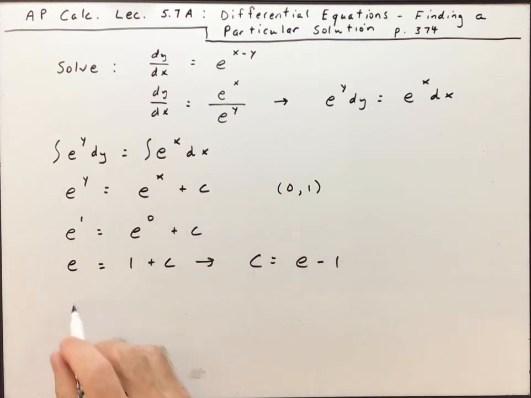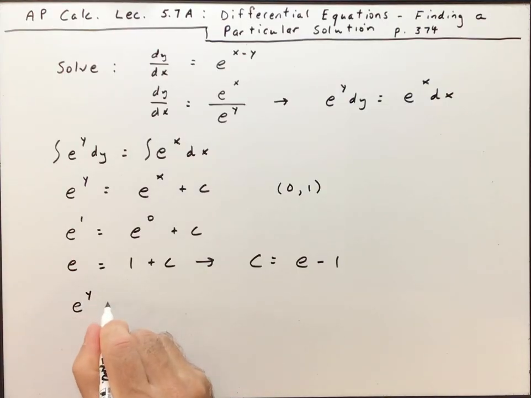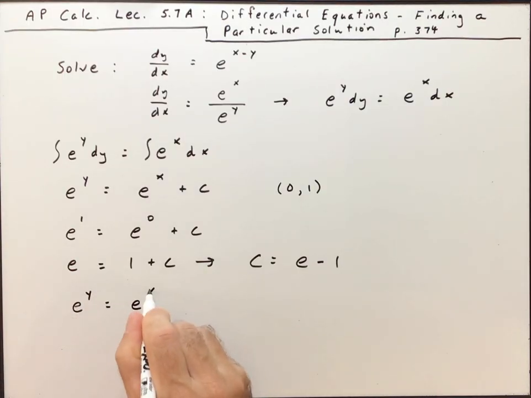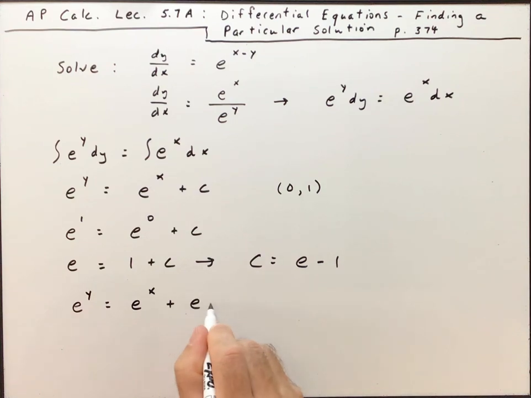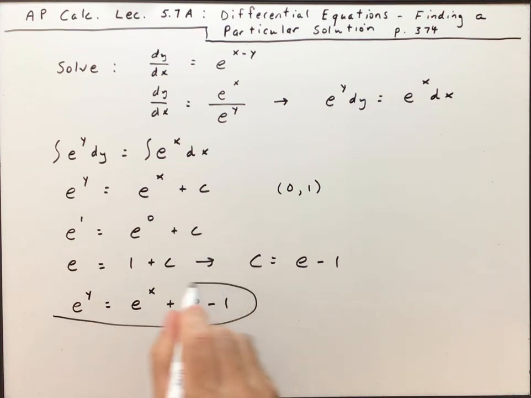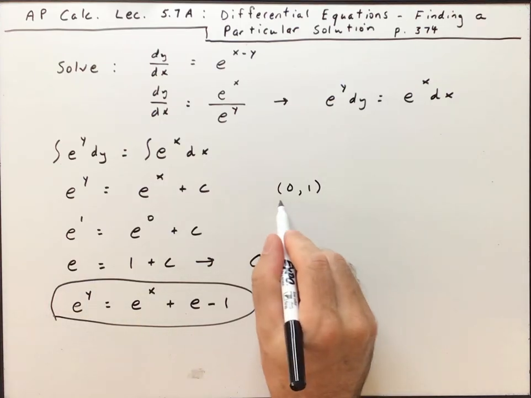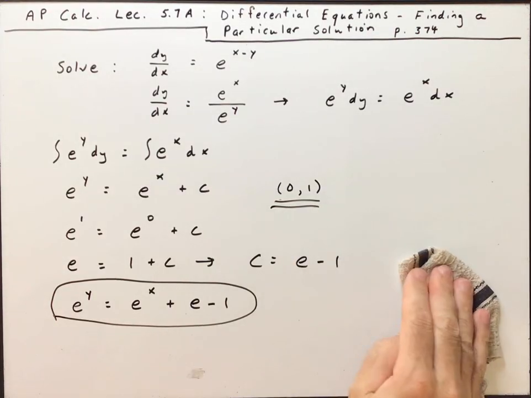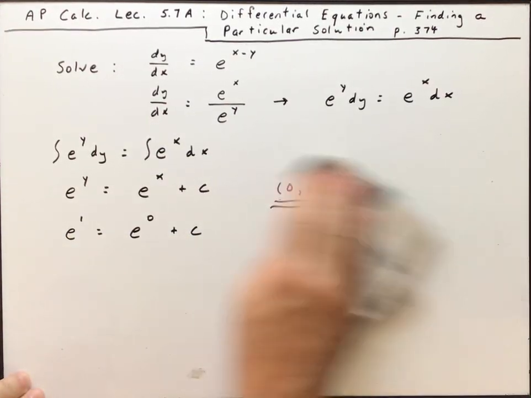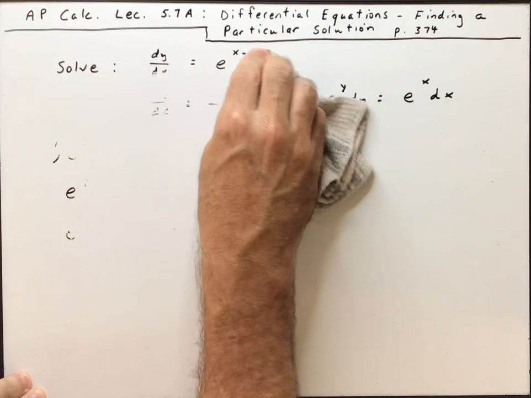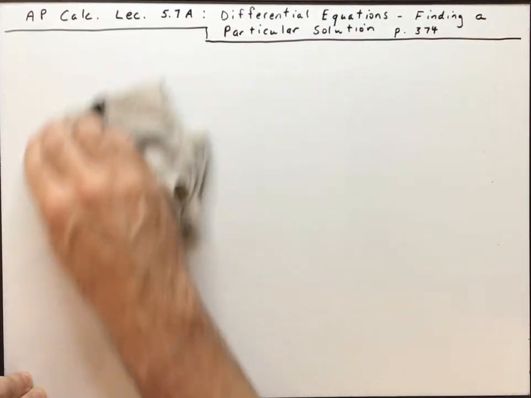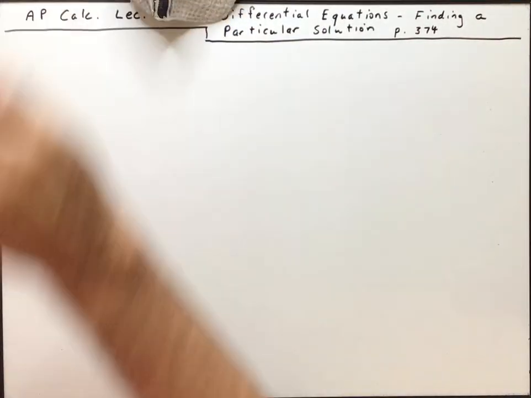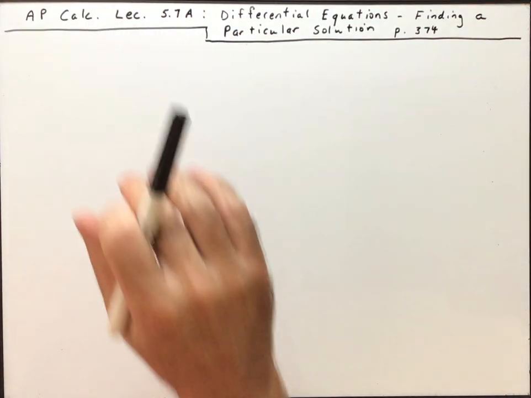So going back up to the general solution, we could write this as e to the y is equal to e to the x plus e minus 1. And that is the particular solution at this point. All right, you don't want to get your x and y backwards, so be careful with that. Okay, I've still got several examples to do for you.